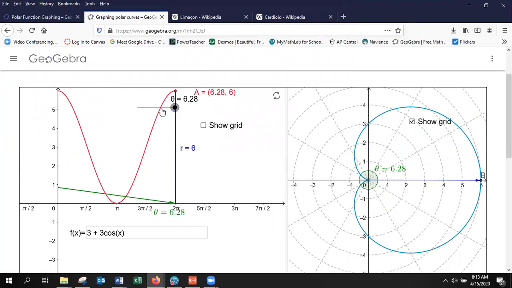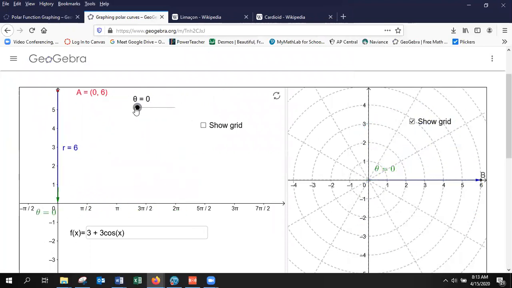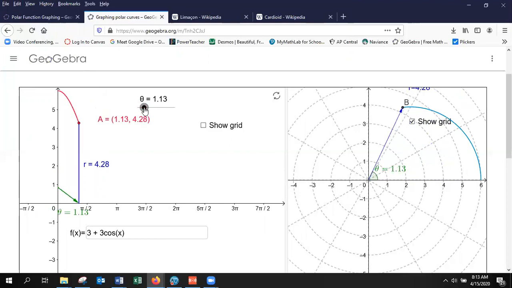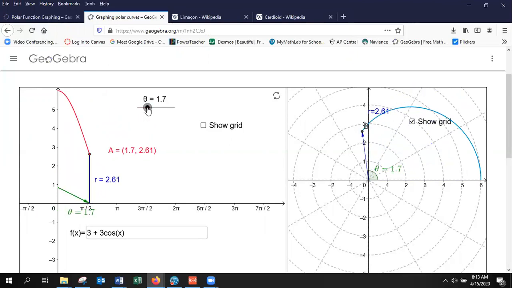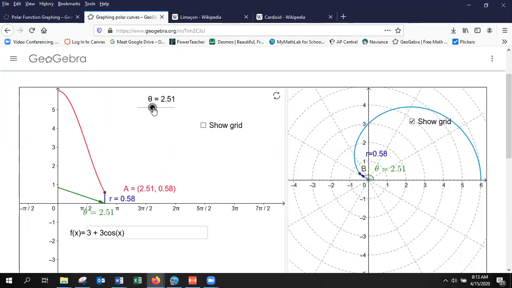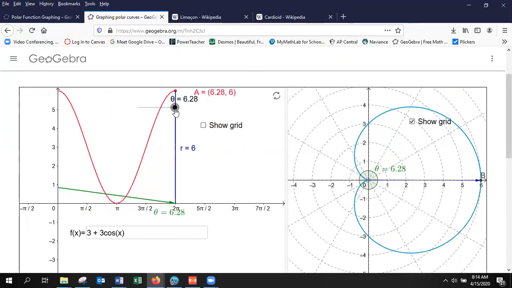More importantly, what's happening on the polar system? At the angle of 0, we have our largest radius of 6, kind of like what we did before. Now as we go up to pi over 2, we have our radius of 3, which makes sense. That's kind of like that equilibrium point on the rectangular graph. And then as we go to pi, we end up with a radius of 0. So what ends up happening is we get this first half of what we call the heart shape, also known as the cardioid. And what is the cardioid?